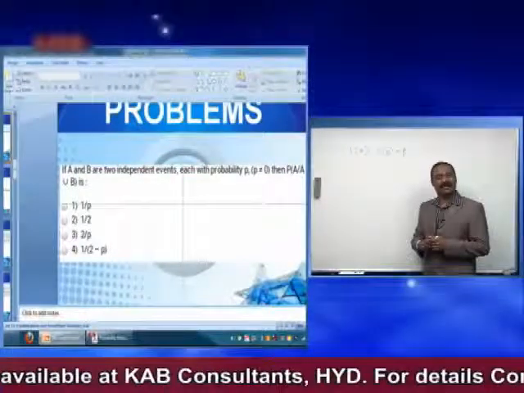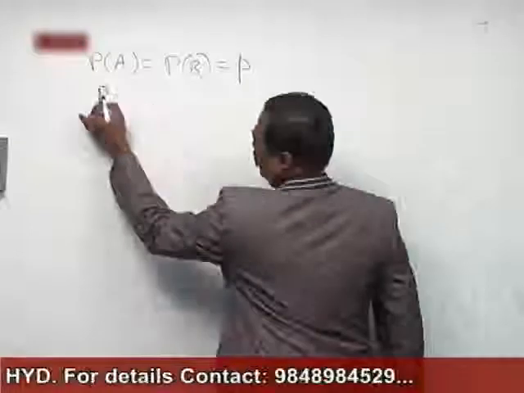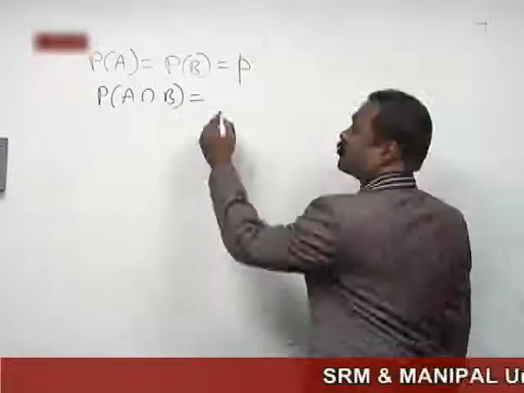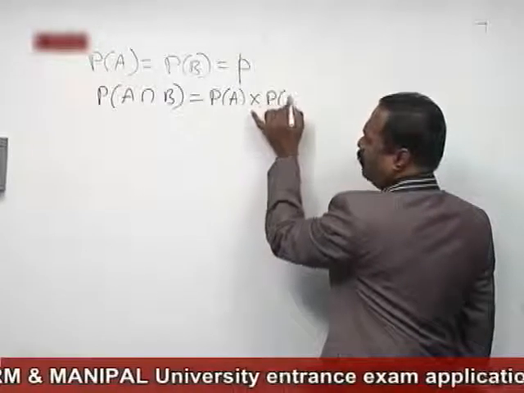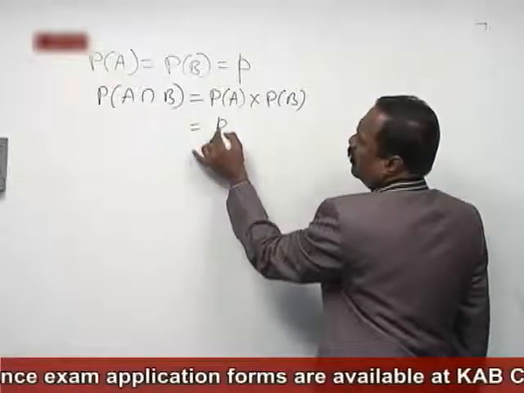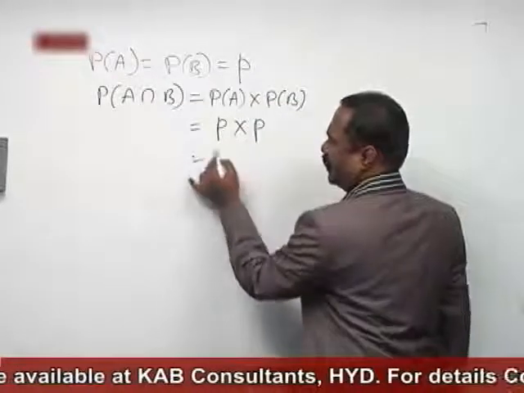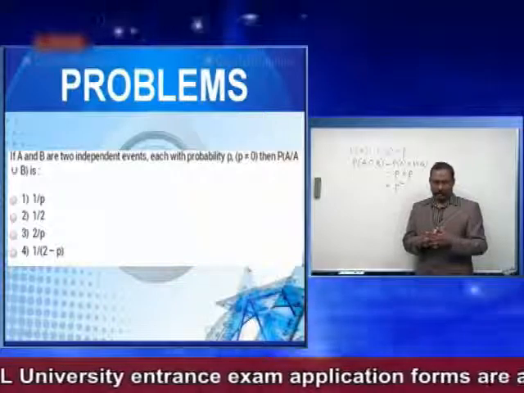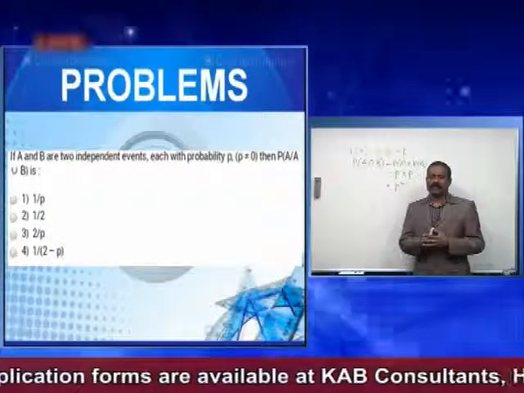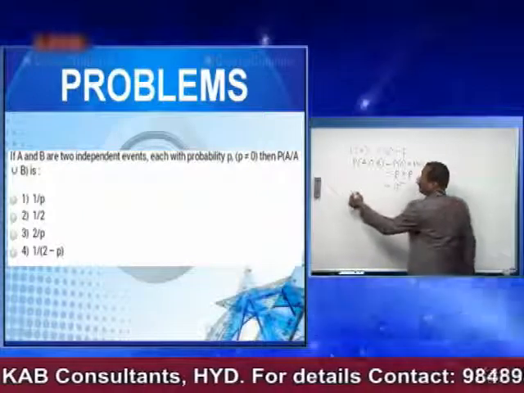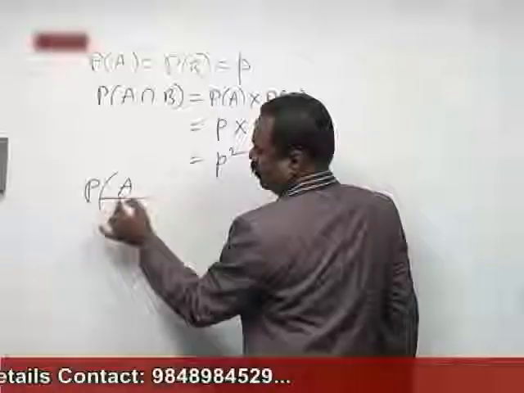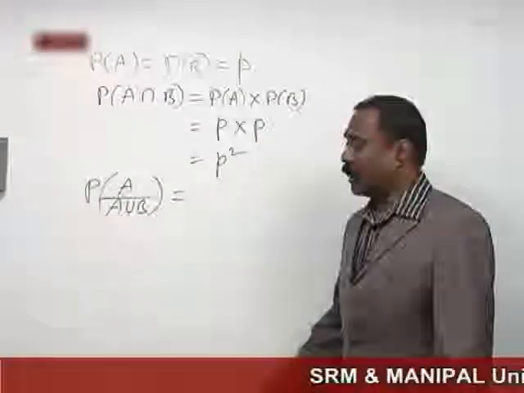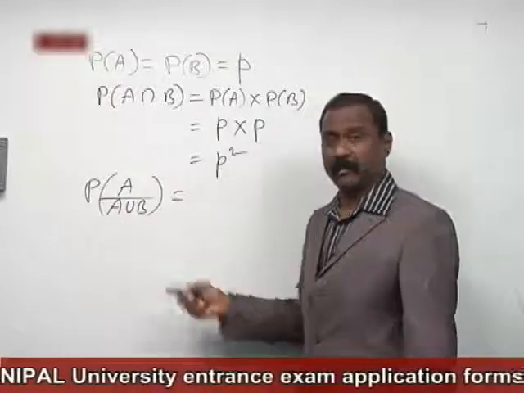First of all, understand, whenever they are given to be independent events, P of A intersection B can be straight away written as P of A into P of B, which in this case is P into P, which is nothing but P square. That's the thing you have to understand there. So, if A and B are two independent events, each with probability P, P not equal to 0, then P of A given A union B, or P of A after A union B.